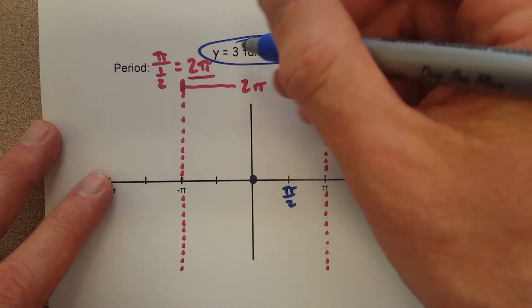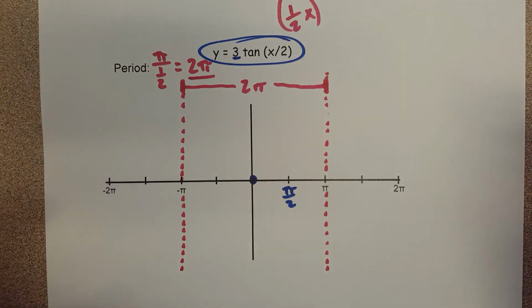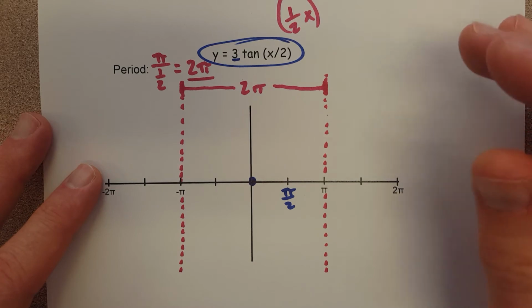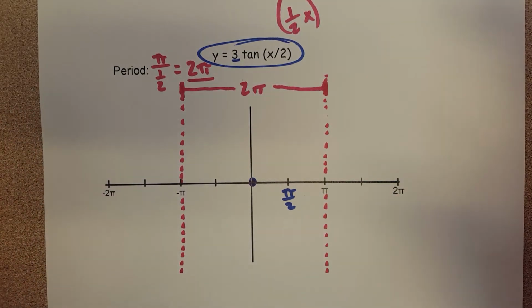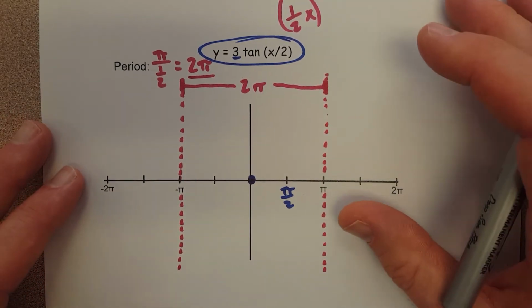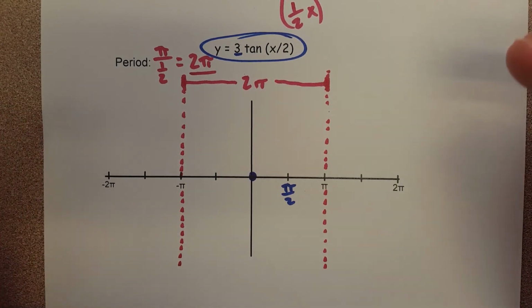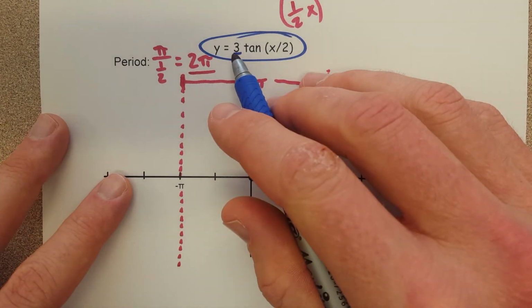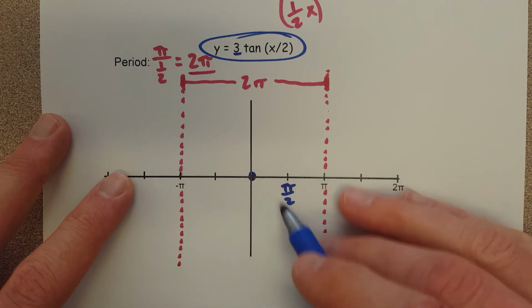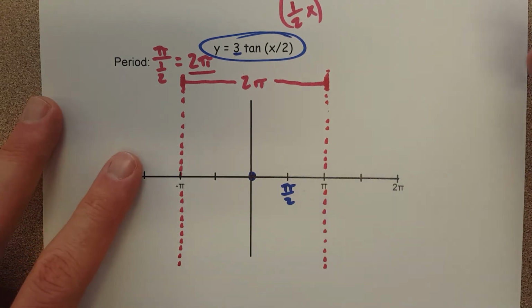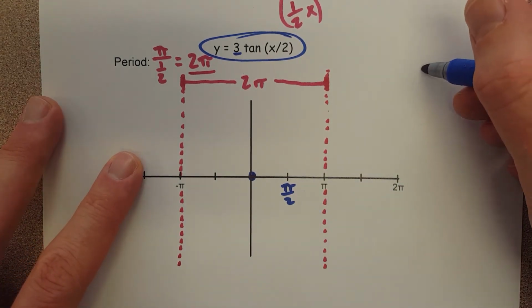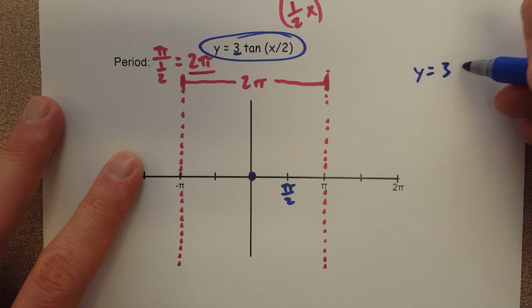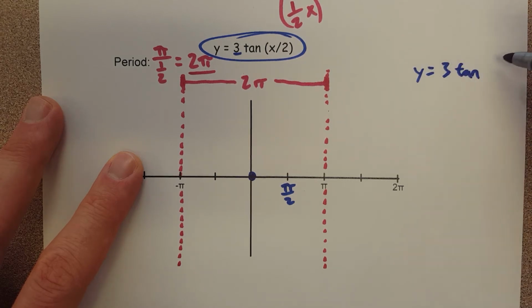Now some of you are noticing this 3, and what do I do with that 3? Well, that's the next thing I'm going to answer here. That 3, if you're thinking sine or cosine, you'd be looking at amplitude, but with tangent it's a little bit different. We're just going to ignore it until we actually plug this thing in, and it'll work itself out. So I'm going to come over here and plug that in. 3 tangent of pi over 2 divided by 2.